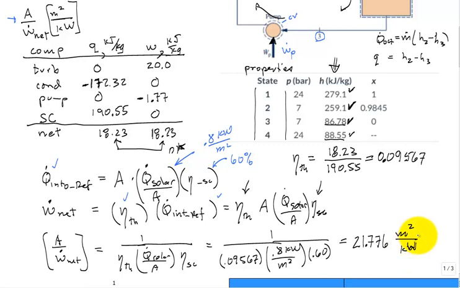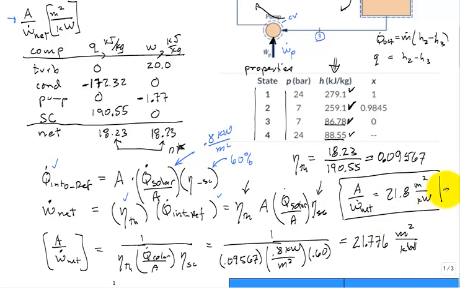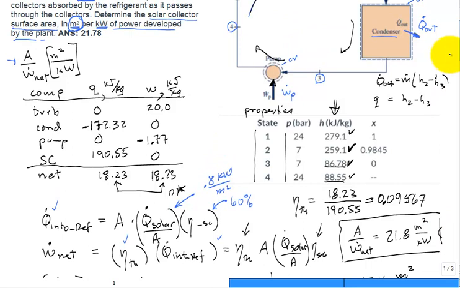And that's our answer. If I was on an exam, I would go ahead and put it somewhere like this, rewrite it. Area over W dot net is equal to 21, and I would round off to three significant digits, 21.8 meters squared per kilowatt, and box it. And if it was part A, I'd put part A right here, something like that. If the answer for part B, put B. But let's just stop right there and let's scroll back up. And yep, that's the answer that we were looking to calculate.